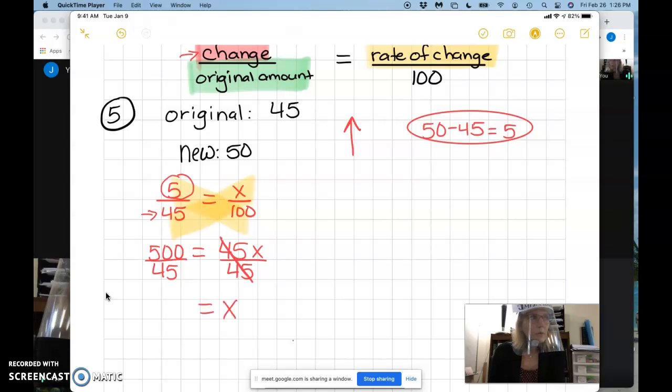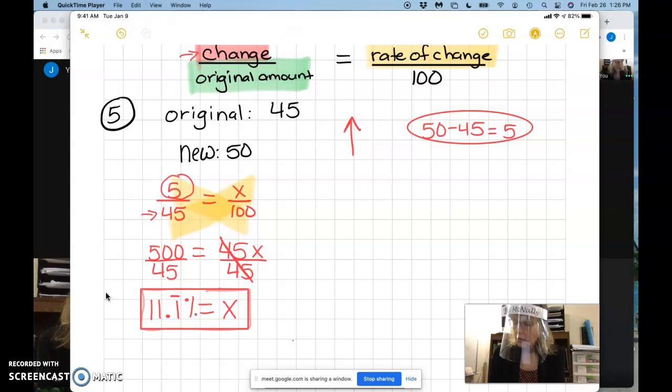And Tommaso said, was it Tommaso? Yeah. 11.1? No, the little one. Repeating. So 11.1% is our percent of change, and it was an increase.